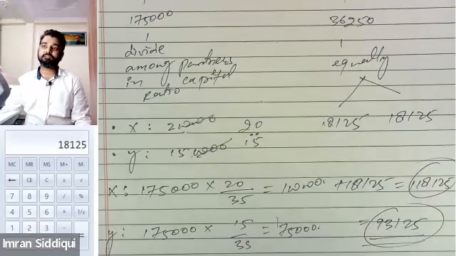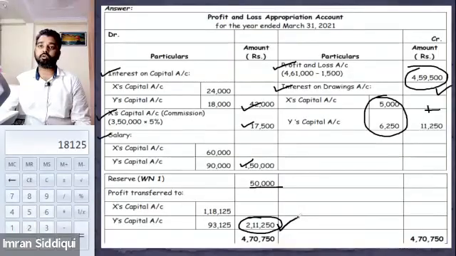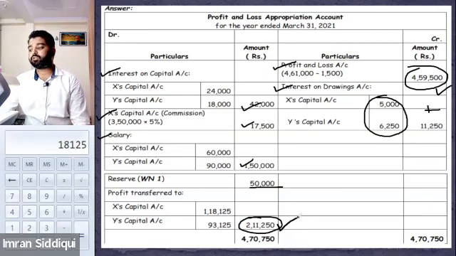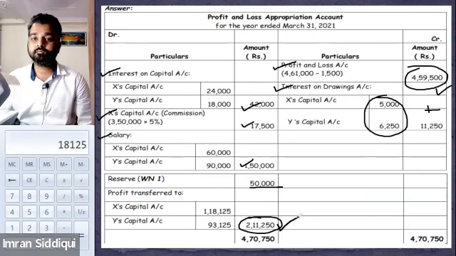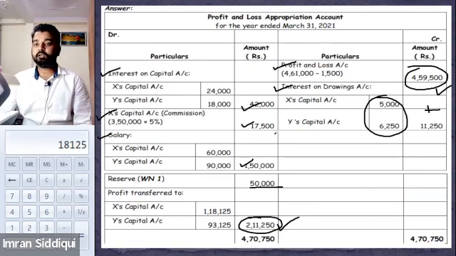Understood, everyone? Is this clear to all of you? Yes, sir. That is what we have done in the P&L appropriation account also. We have calculated their profit as 1,11,250 and then divided the initial 1,75,000 in their capital ratio, and the remaining has been divided among the partners equally. Okay, so I presume that all of you understood this. So I'm moving to the next part.